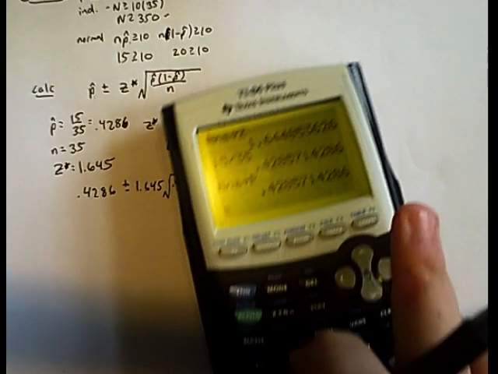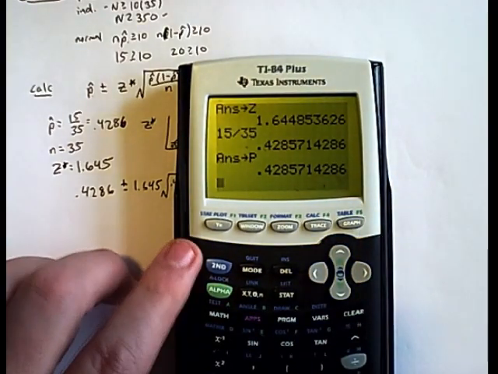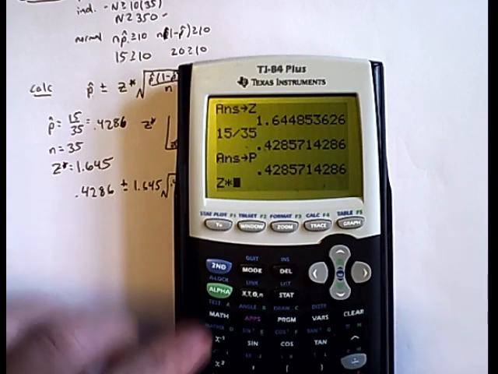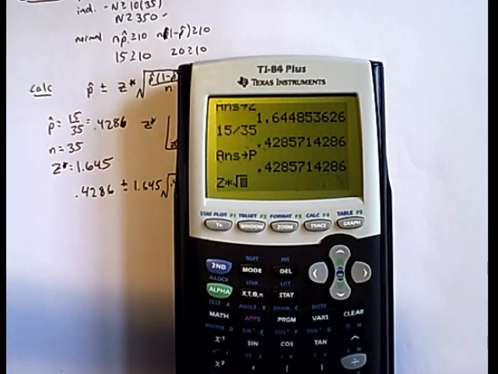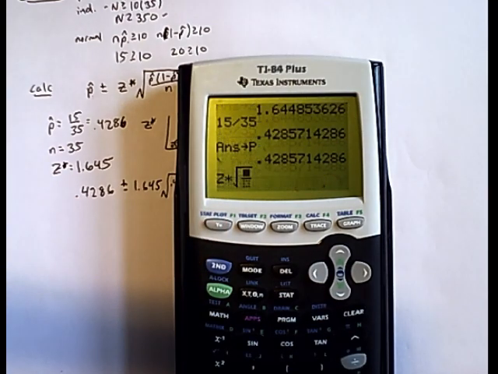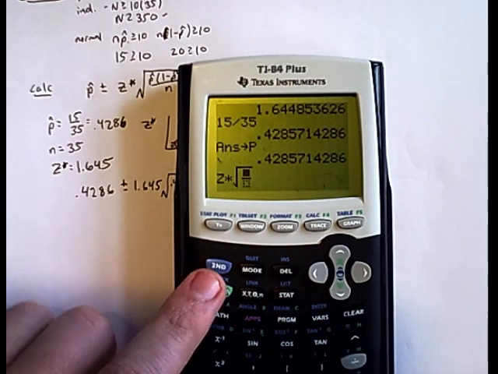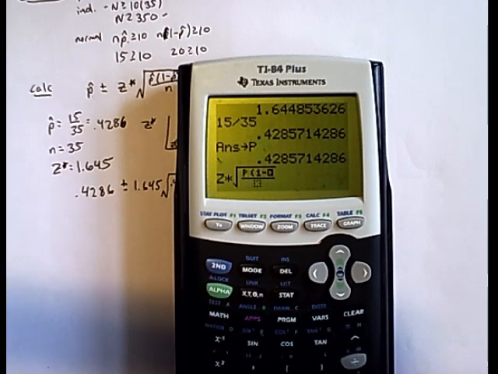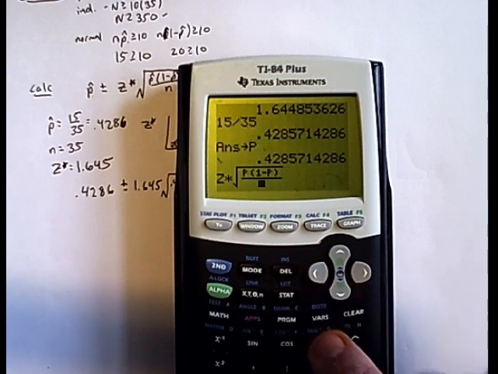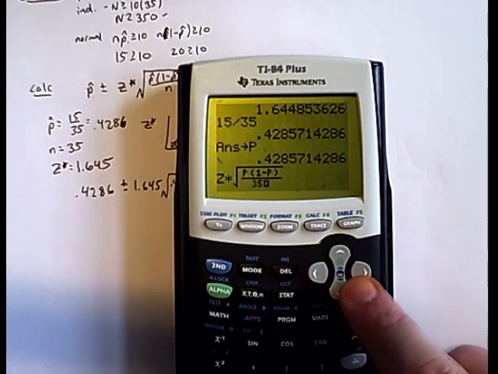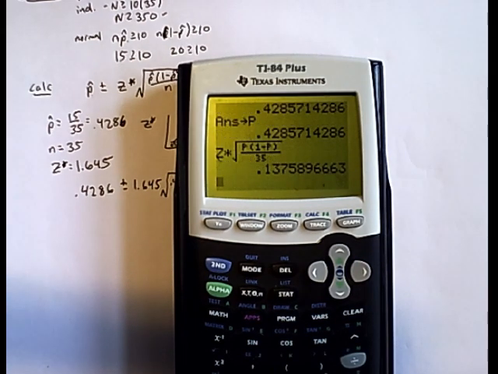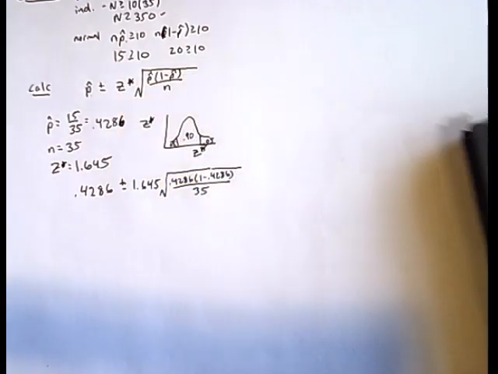Okay. So let's figure out what that margin of error is. I'm going to take my z times big square root. I called my p-hat p in my calculator, and 1 minus the p-hat over the sample size, which was 35. So that's the margin of error, 0.1376.